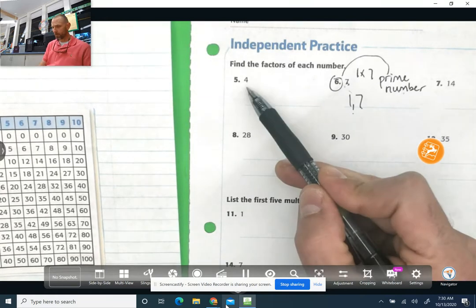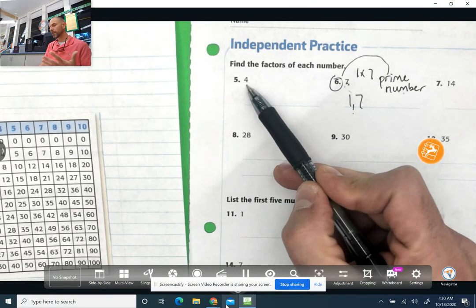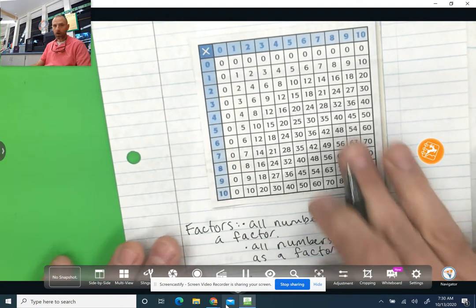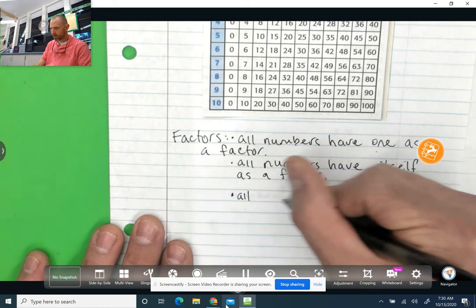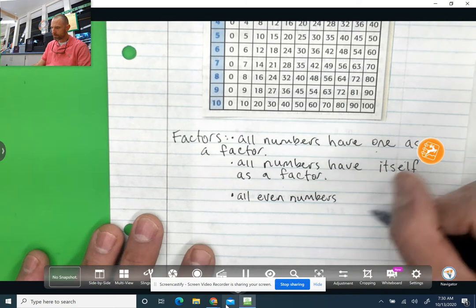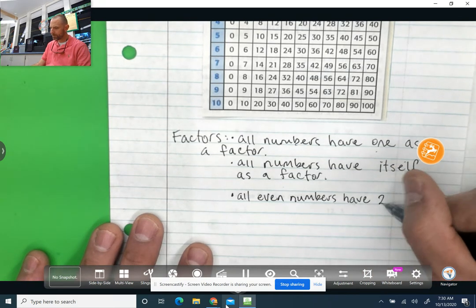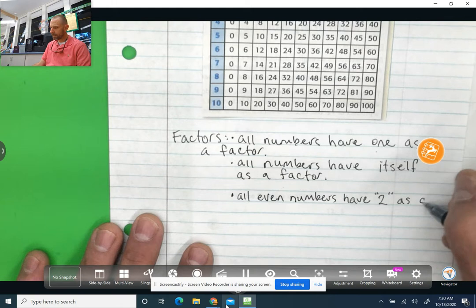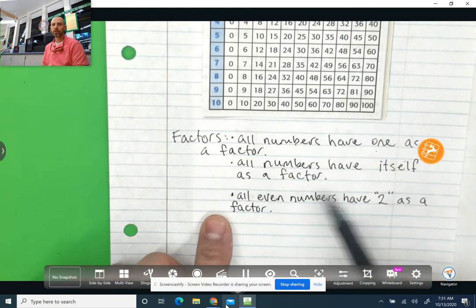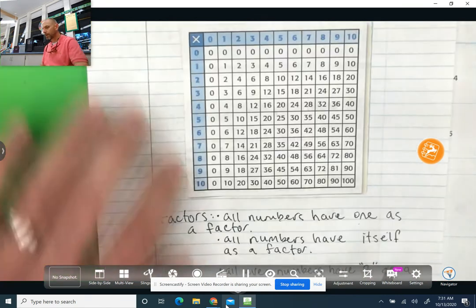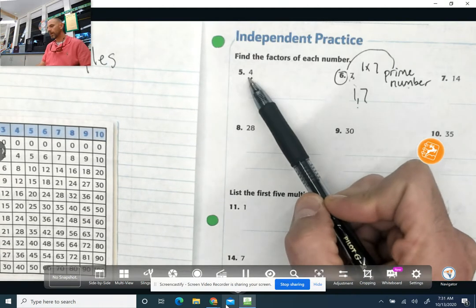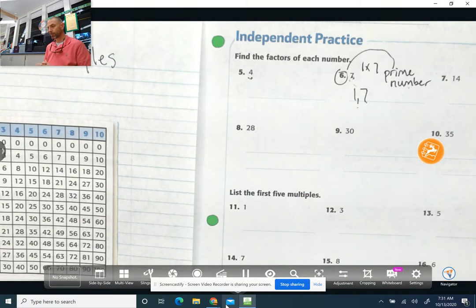Now, another idea, another strategy, another thing to remember when you're listing factors. All even numbers have 2 as a factor. Okay, all even numbers have 2 as a factor. So let's look at number 4. 4 is an even number. Okay, it can be divided evenly into 2 groups.